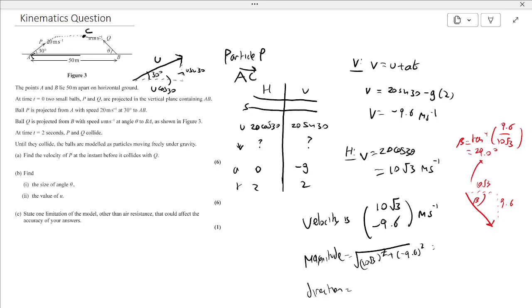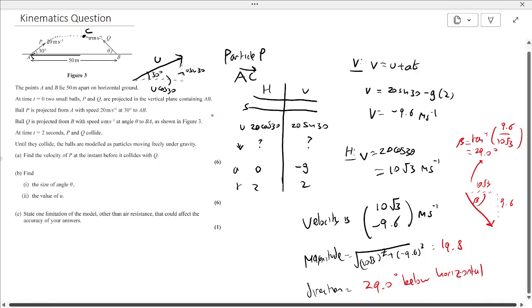And the magnitude, get that right, 9.6 squared plus 10 root 3 all squared, square root, 19.8. Direction, I'm going to say 29.0 degrees beneath or below the horizontal, right? You have to say a direction with this angle. Don't just say 29 degrees. It's below the horizontal. That fully describes the vector.